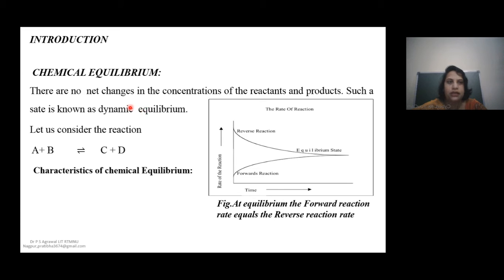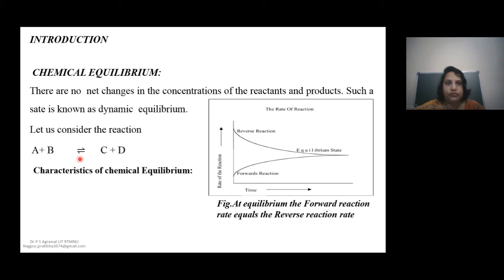Usually, this state results when the forward reaction proceeds at the same rate as the reverse reaction. The reaction rates of forward and backward reactions are generally not zero but equal. Thus, there is no net change in the concentration of reactant and product. Such a state is known as dynamic equilibrium. The reaction which can go in the forward as well as in the backward direction is known as a reversible reaction. We know many reversible reactions.